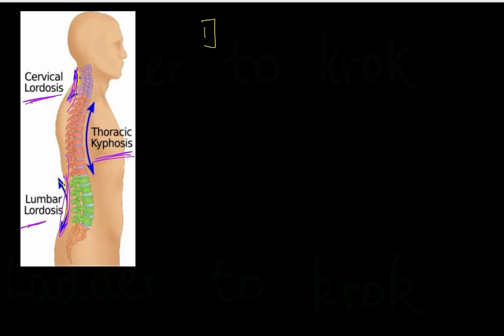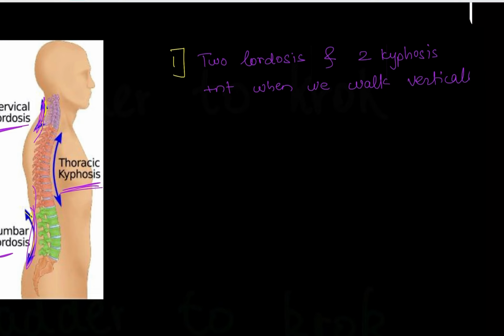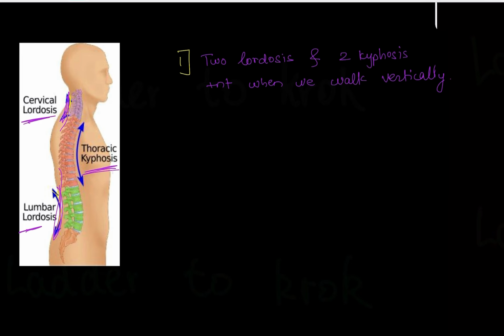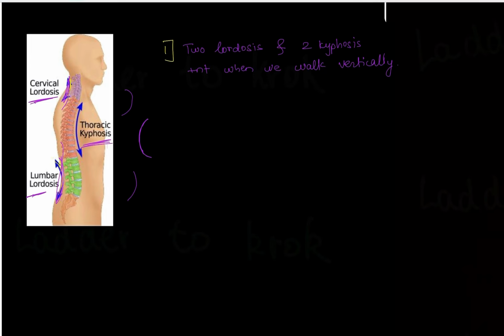Kroc, they say we have two lordosis and two kyphosis when we are walking vertically. So write down this point: two lordosis and two kyphosis present when we walk vertically. So it is a Kroc question that you should remember. And you should also know that normally we have two lordosis and one kyphosis. Now, lordosis is this inward curvature, and kyphosis is somewhat C shape. Okay, so this is L and this middle one is kyphosis, that is K.